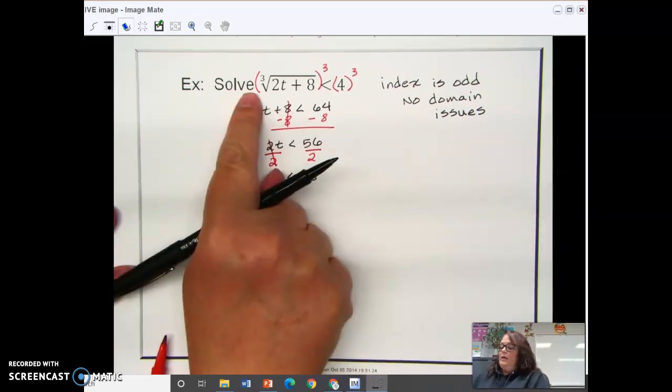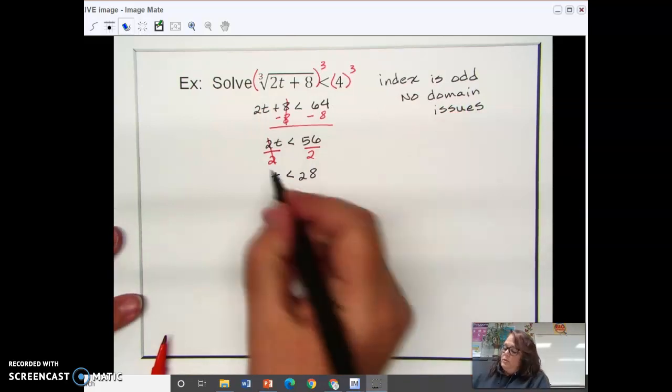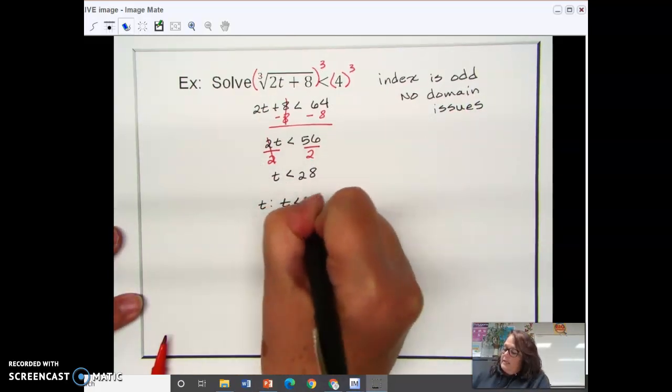Okay, so again, odd index, no domain issues, and so I can say t such that t is less than 28.